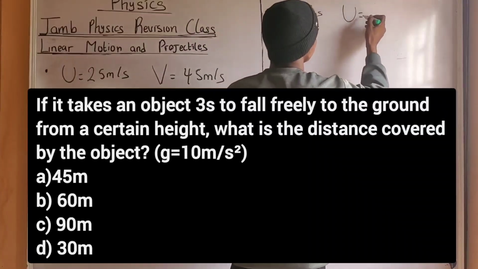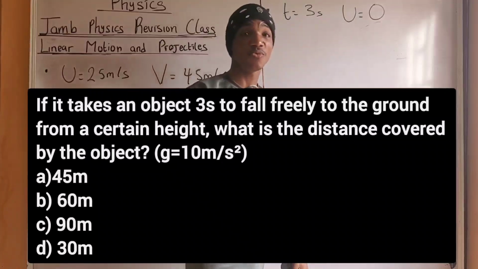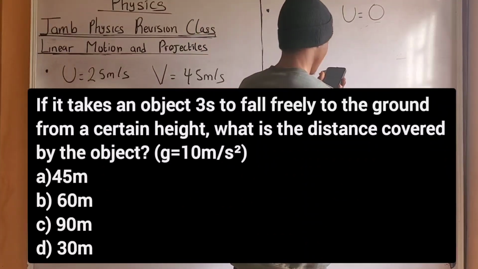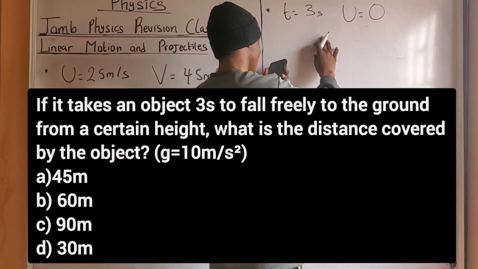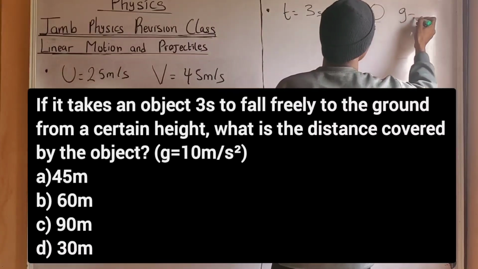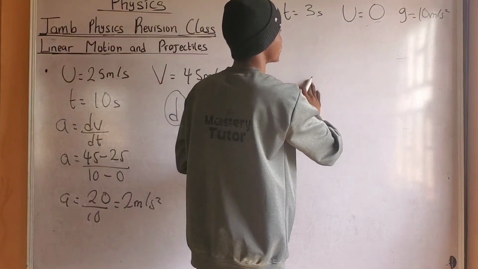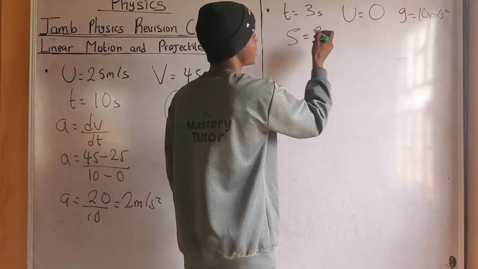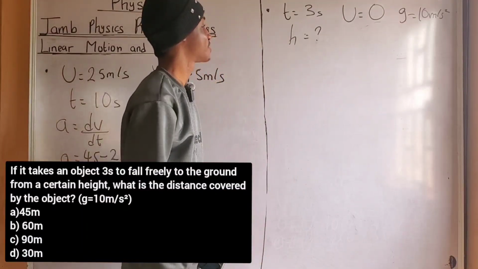That means the initial velocity of the object is 0 because the object is not moving before the fall. So u equals 0 here, t equals 3 seconds. The acceleration due to gravity g equals 10 meters per second squared. Now, with respect to this information, how can we calculate the height? Because height is distance. In fact, let me change it to h. We are asked to find the height.